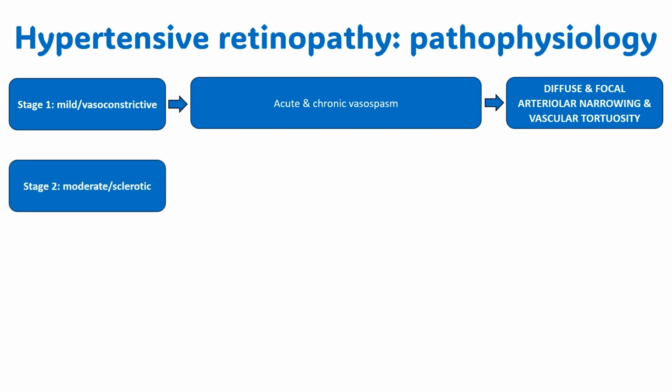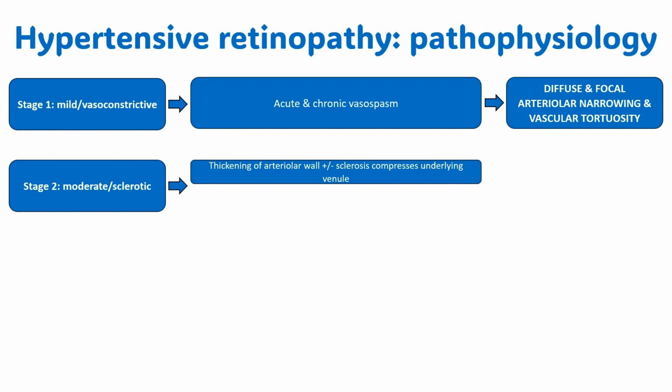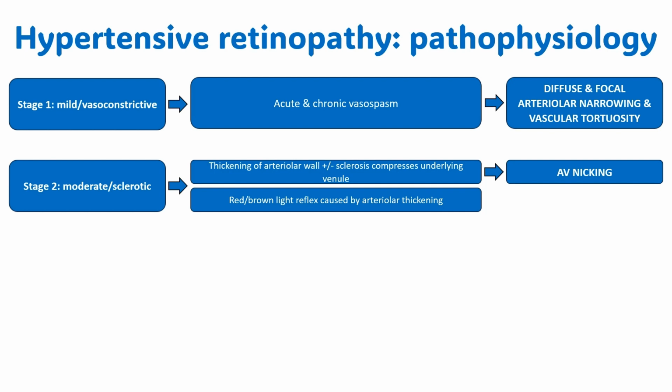Stage 2 is more moderate, and that's where you can have thickening of the arteriolar wall, plus or minus sclerosis or hardening, and this compresses underlying venules. This is known as AV nicking, not nipping, nicking. And then you can also see a red-brown light reflex. If you can see that, that's caused by arteriolar thickening, and this is known as copper wiring. We're going to look at some examples of these on a fundoscopic image in a second.